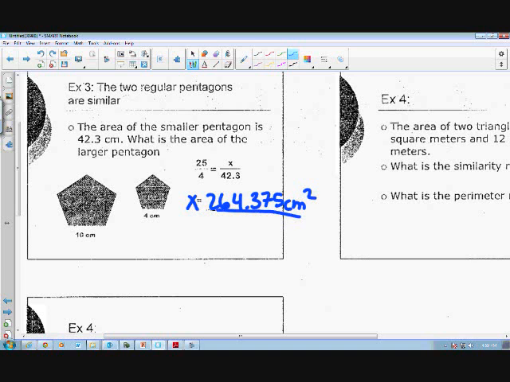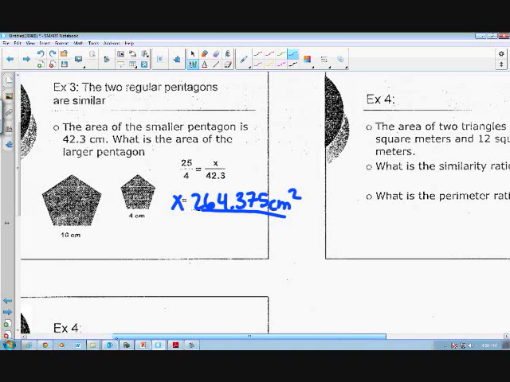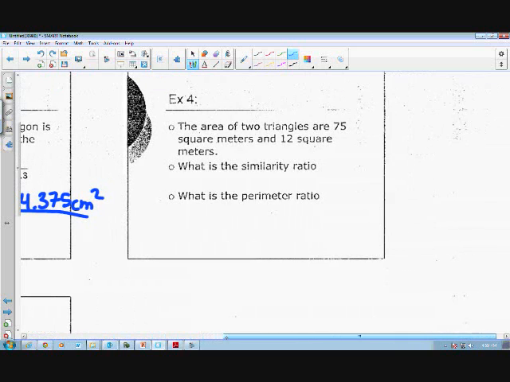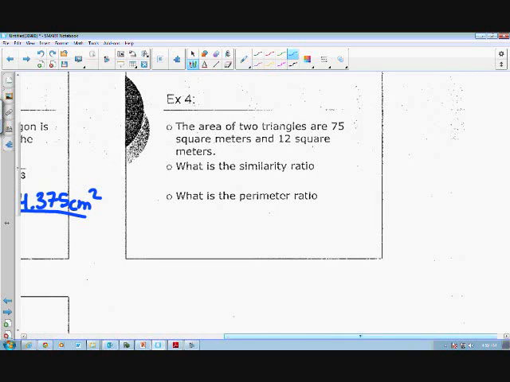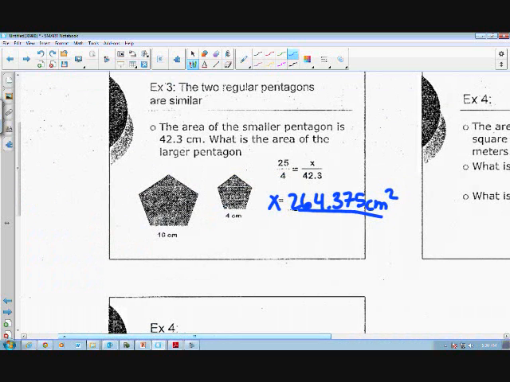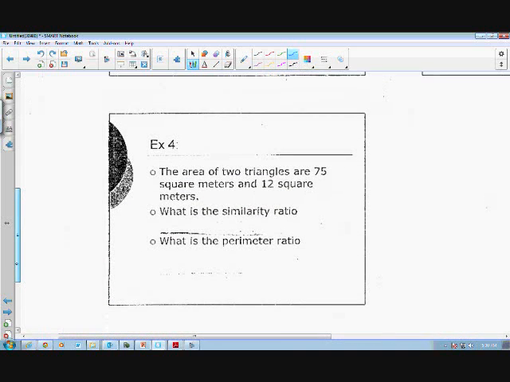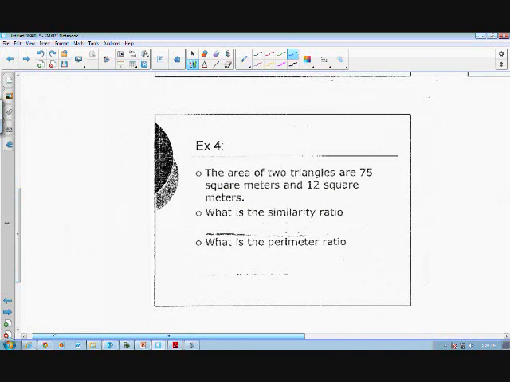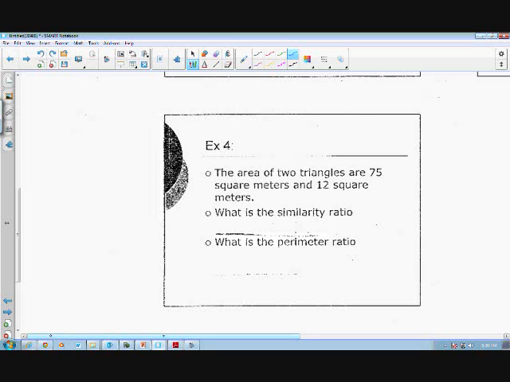Okay, last problem. The areas of two triangles are 75 square meters and 12 square meters. It asks us to find the similarity ratio and the perimeter ratio. Okay, I'm just going to draw some pictures so I have a visual. I'm going to use right triangles.